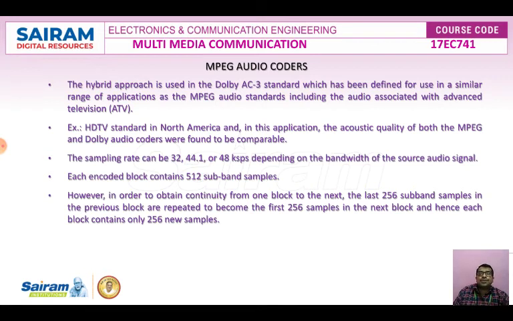This hybrid approach is used in the Dolby AC3 standard, which has been defined for use in a similar range of applications. For example, the high definition television standard uses this acoustic quality of the MPEG and Dolby audio coders. Comparably, they are using that one. In order to obtain continuity from one block to the next, 256 subband samples in the previous block are repeated to become the first 256 samples in each block, which contains 256 samples.